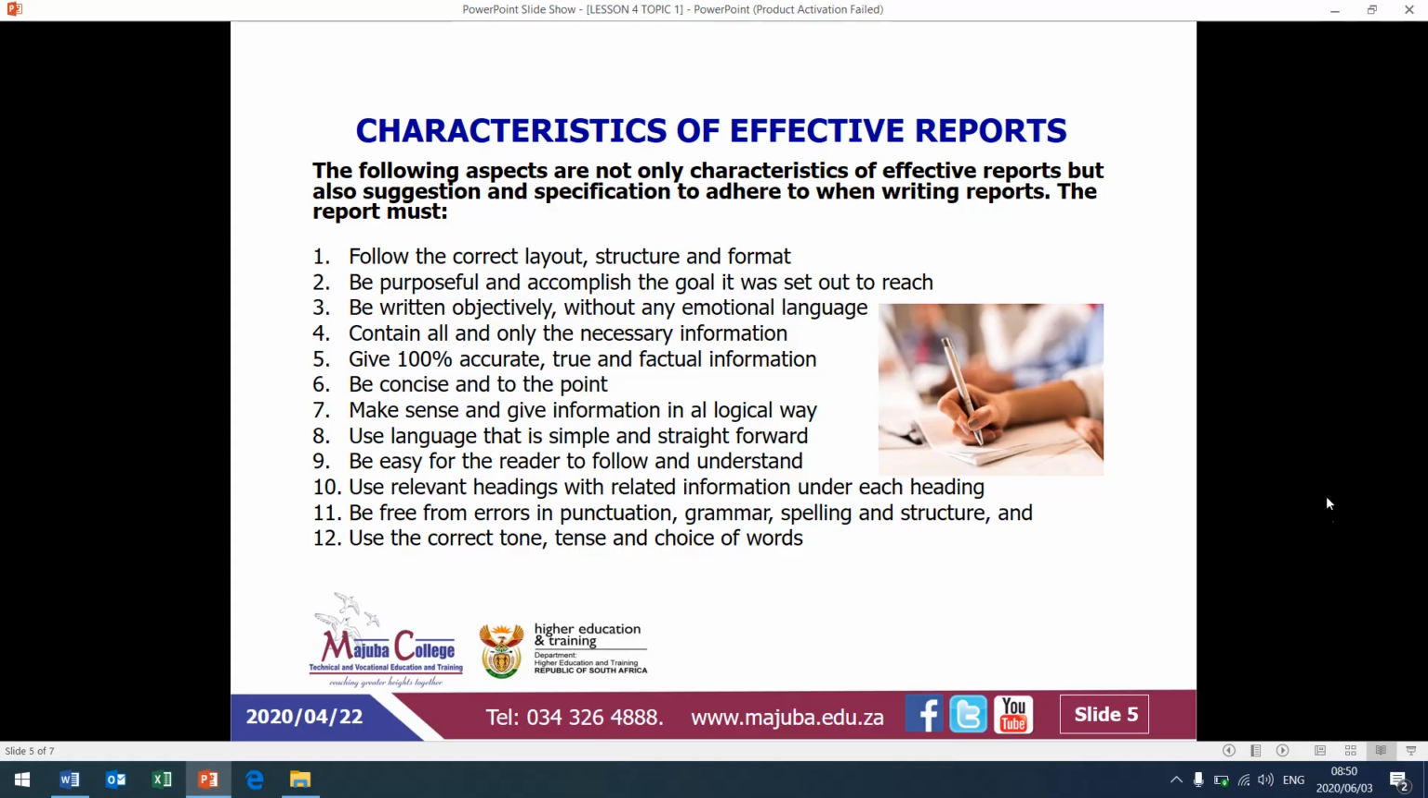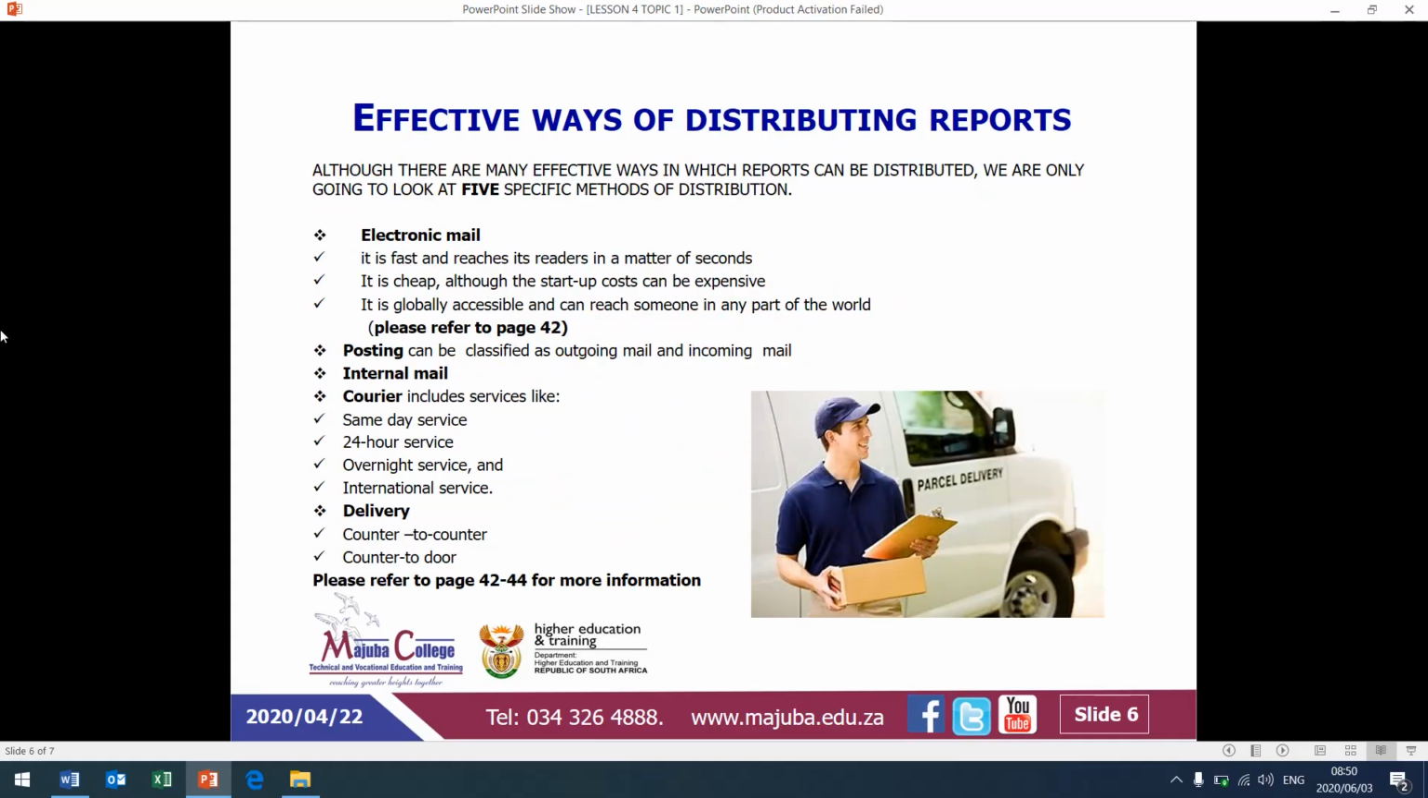Okay, let's move on to the next slide. Effective ways of distributing reports. Now that you know the steps, and you know how to write the reports, you know the effective ways of a good report. So now we move on to distribution. You have to send it out. You've done writing it, you've proofread it.